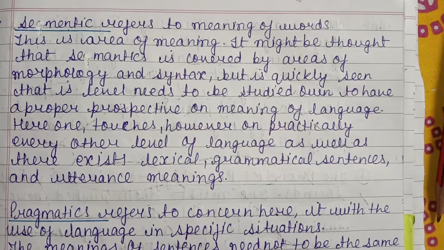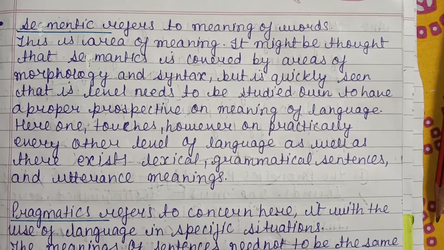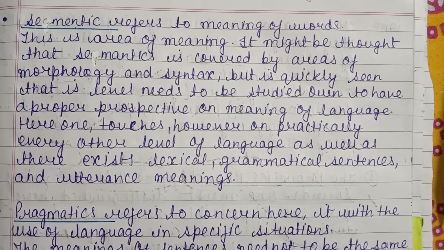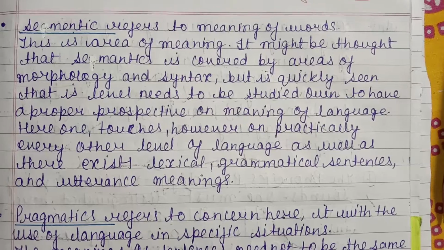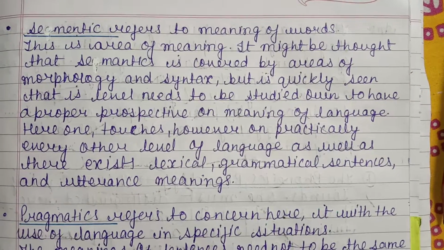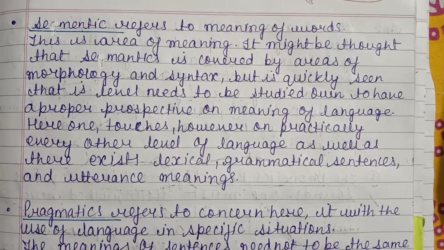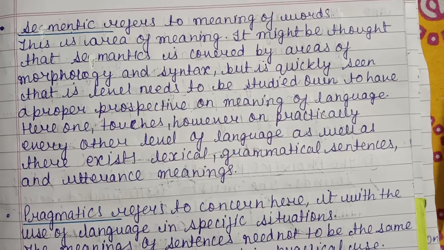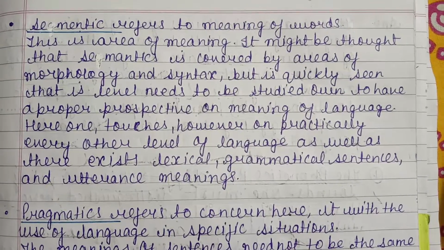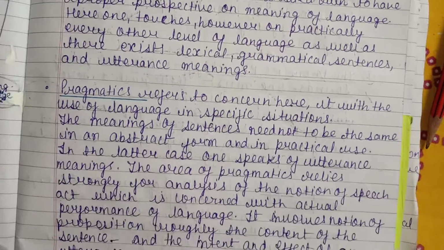It might be thought that semantics is covered by the areas of morphology and syntax, but it is quickly seen that other levels need to be studied to have a proper perspective on the meanings of language. Here one touches on practically every other level of language, as there exist lexical, grammatical, sentence and utterance meaning. Now next is pragmatics.